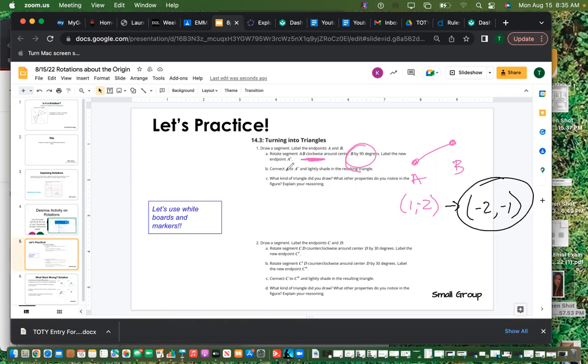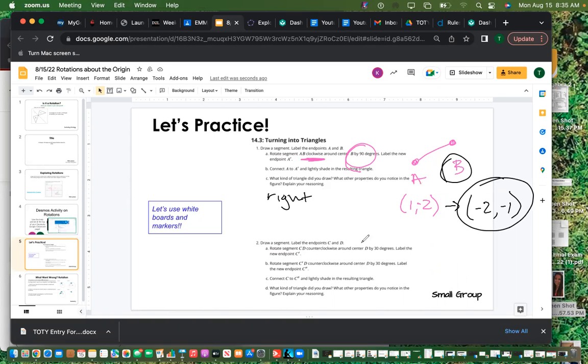Now you connect A to A prime, so you'll plot both of these and then shade the resulting triangle that is created. What kind of triangle did you draw? Hopefully you drew a right triangle. Okay, what other properties do you notice in the figure? You can do it for B also, and you're going to notice something very similar as well.